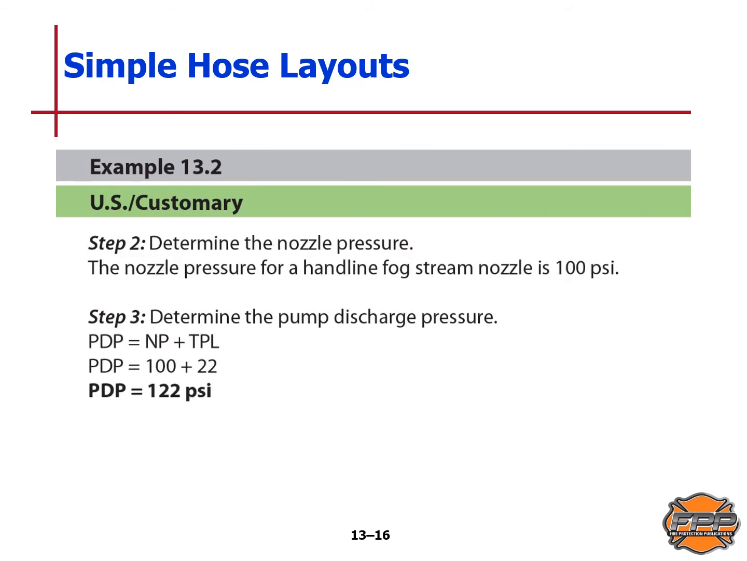So let's look at example 13.2. In step 2, determining the nozzle pressure. The nozzle pressure for a handline fog stream nozzle is 100 psi. So we already know this. So step 3 is to determine the pump discharge pressure. So to do that, we take PDP, pump discharge pressure, equals nozzle pressure plus total pressure loss. So PDP equals 100 plus 22. So PDP is 122 psi.